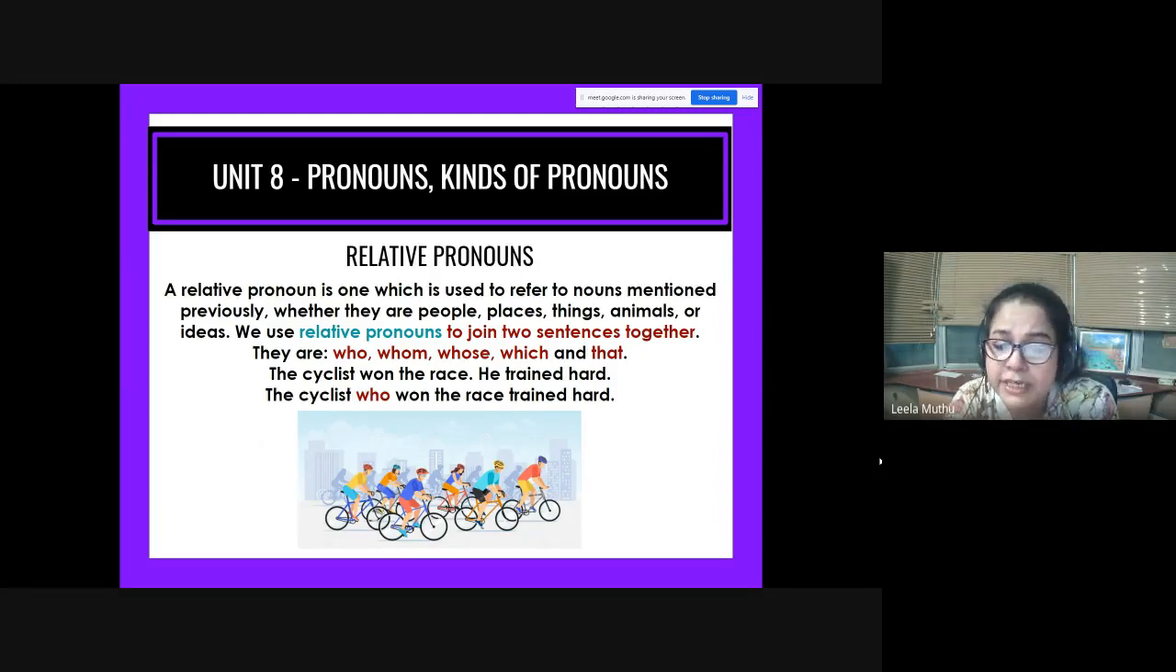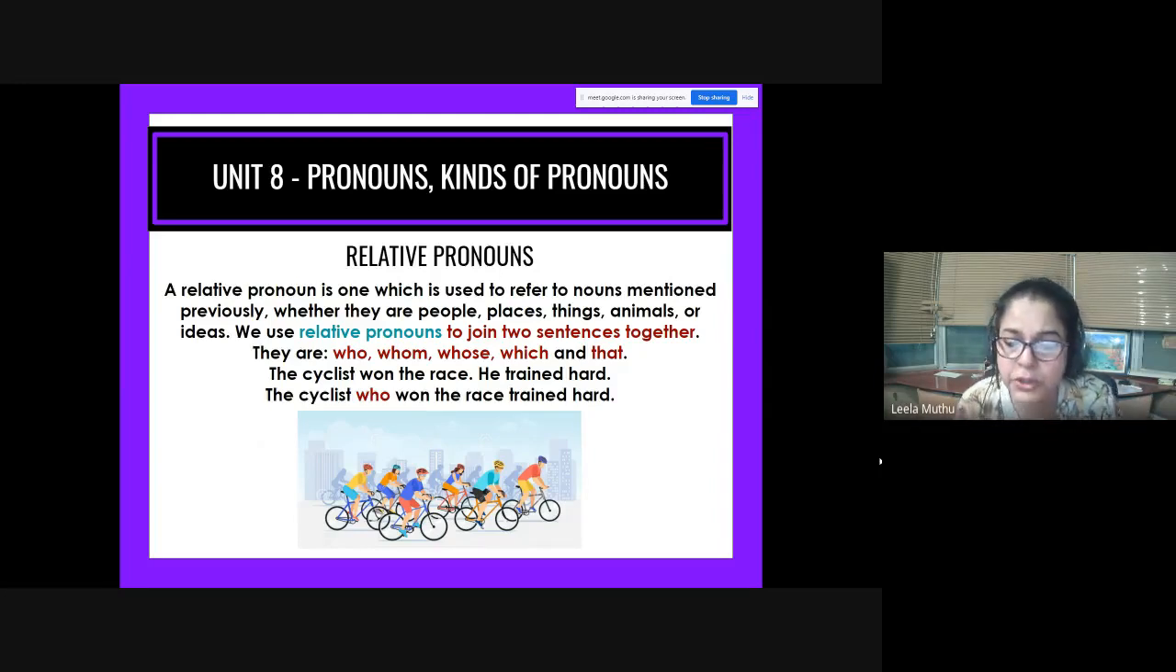A relative pronoun is one which is used to refer to nouns mentioned previously, whether they are people, places, animals, things, or ideas. We use relative pronouns to join two related sentences together. Relative pronouns can be used for related sentences, not for unrelated ones. The two sentences have to be connected to each other in some way, like a relation, like a relative.